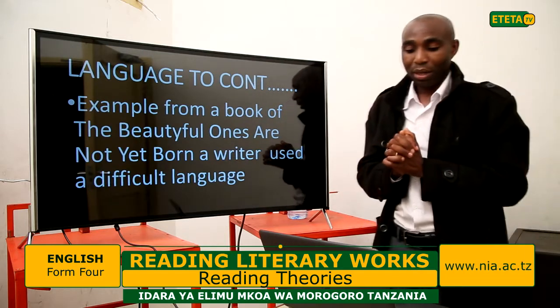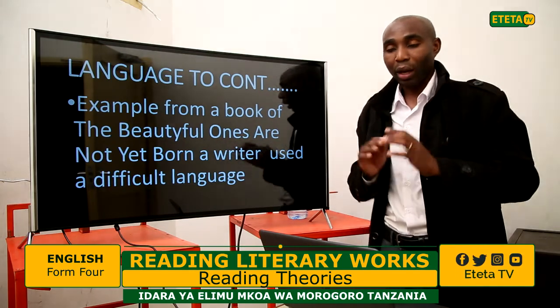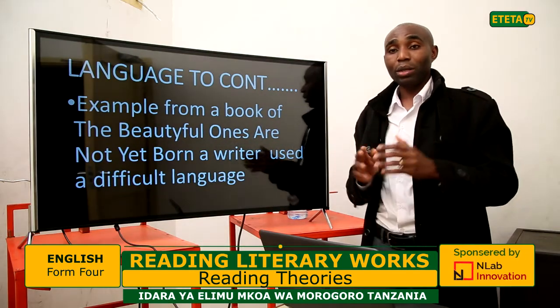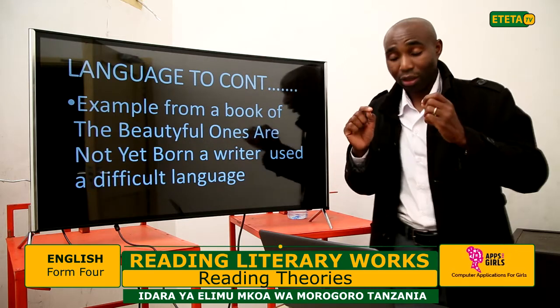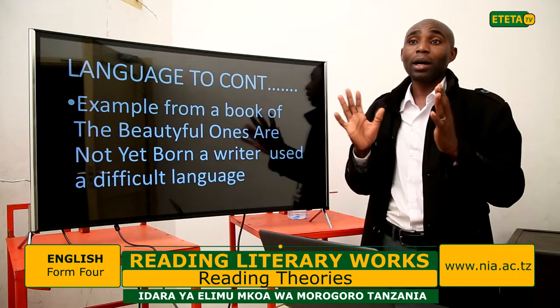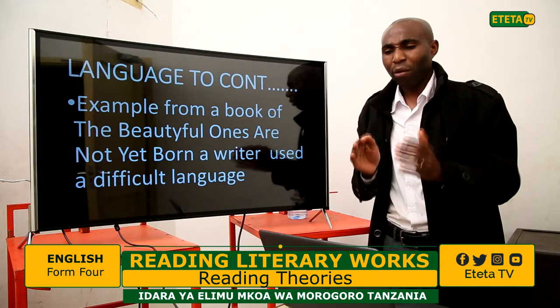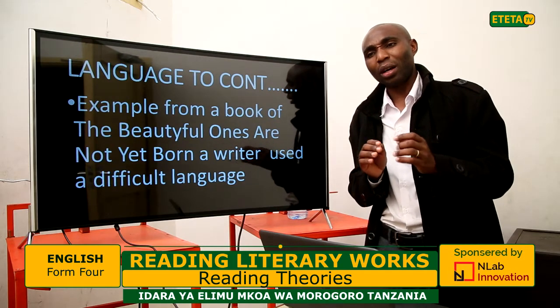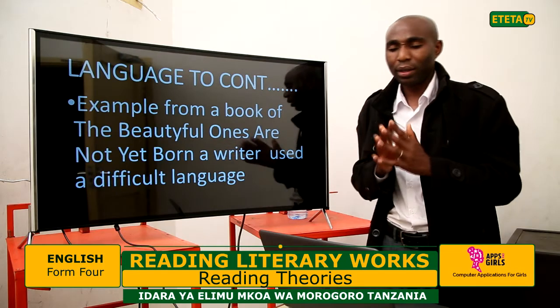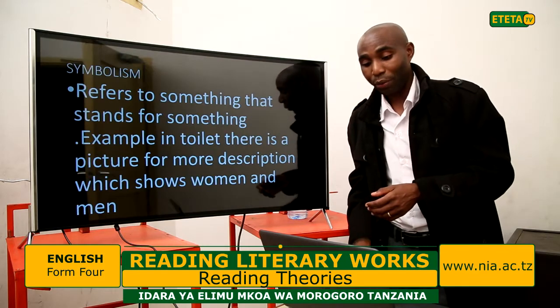Now, another example. In the book The Beautiful Ones Are Not Yet Born, the writer used a difficult language. Once you refer to that book, it was set soon after the independence of Ghana, under President Nkrumah, who was a leader within a cabinet in Ghana. That is how a writer can use a different language.